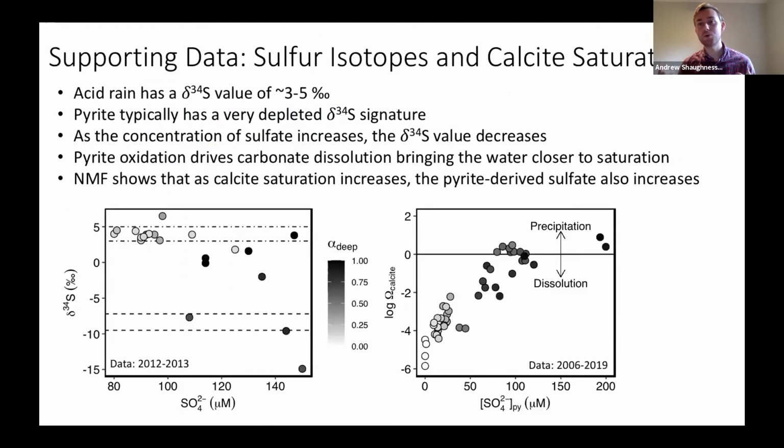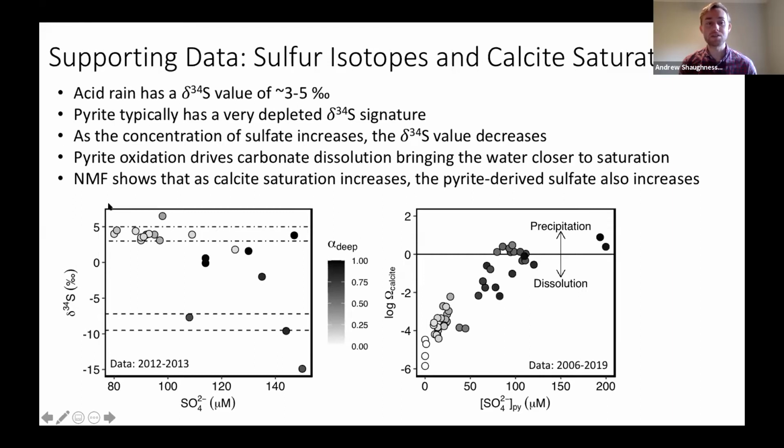And then we also have some supporting evidence to support these two flow paths with our data. And so here what I'm showing is going to be sulfate concentration versus the 34S isotope ratio of sulfate in that sample. And these dashed lines up here are going to be the typical range that we see for acid rain. And then the dashed lines down here are going to be what we're inferring the pyrite delta 34S to be at Shale Hills. And what we find is that as we go from low concentration to high concentration, we see that isotopes start to lean more towards pyrite oxidation, or the pyrite-derived 34S.